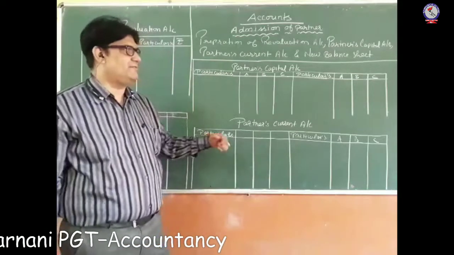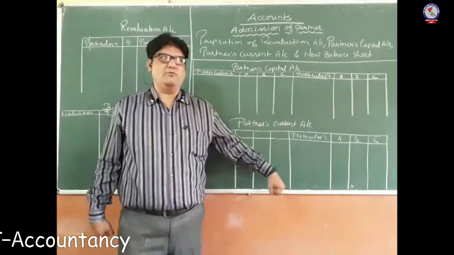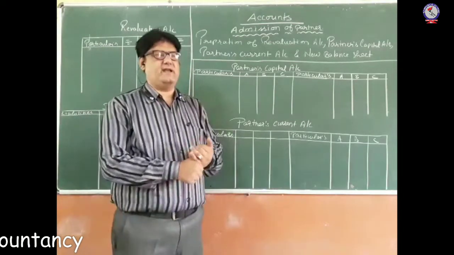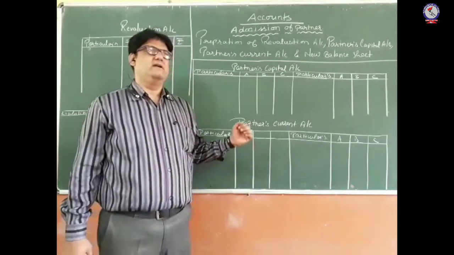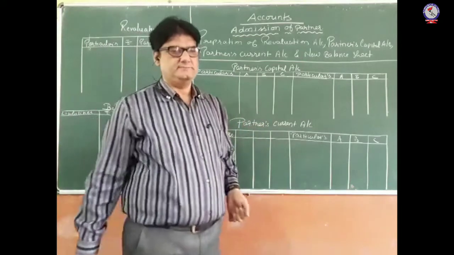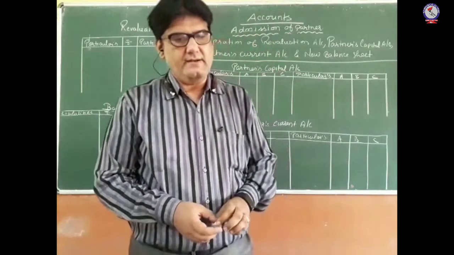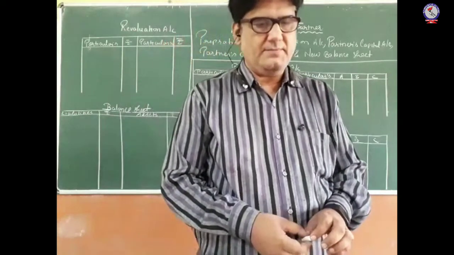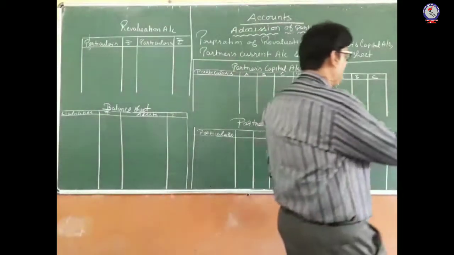So we will be solving one particular numerical here so that you can understand how we have to do all the adjustments, what will be the treatment of the various adjustments, where those accounting treatments will be shown and in which account it will be shown. It is said that A and B were partners in the firm in the profit sharing ratio 3:2. Two partners were there, A and B.